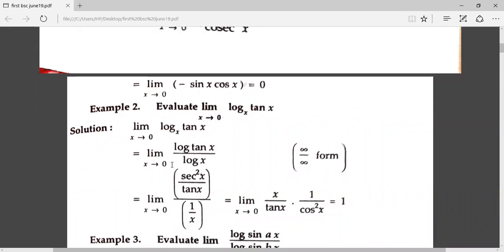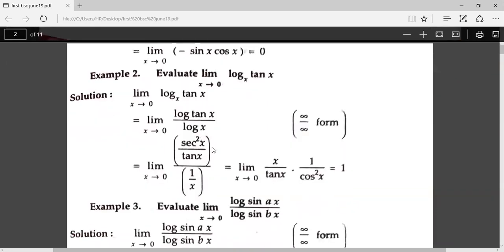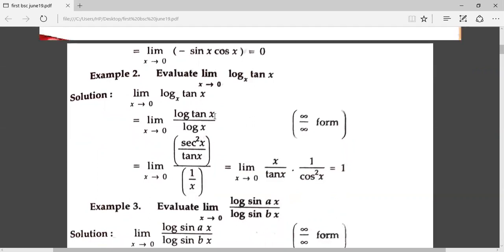Check whether it is of indeterminate form. Yes, when x is 0, tan 0 is 0, log 0 is infinity, so it is of infinity by infinity form. Again, you have to differentiate the numerator and also the denominator. Differentiation of the numerator, that is log tan x, is 1 by tan x into differentiation of tan x, which is secant square x, whole divided by the differentiation of log x, which is 1 by x.